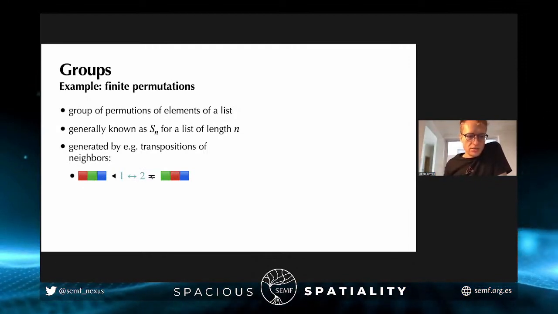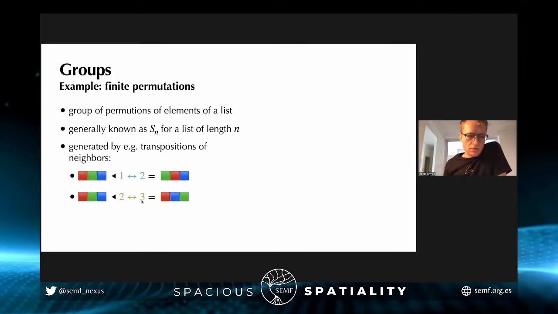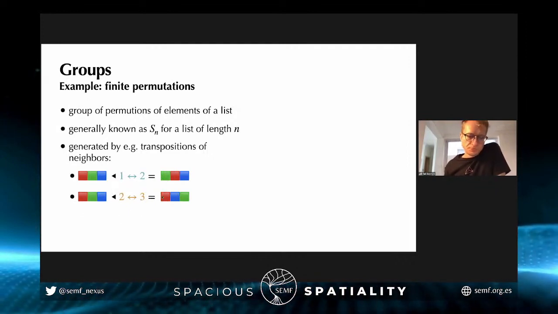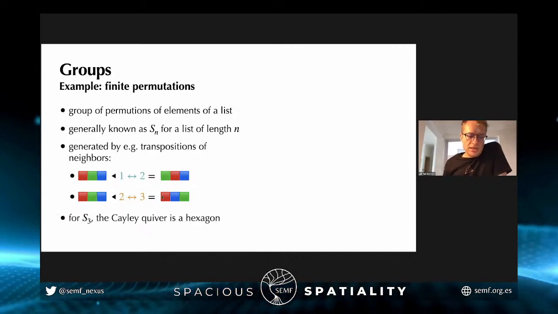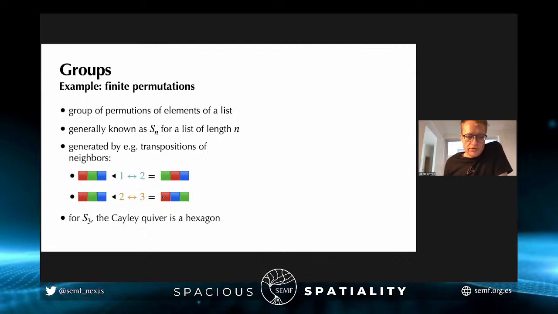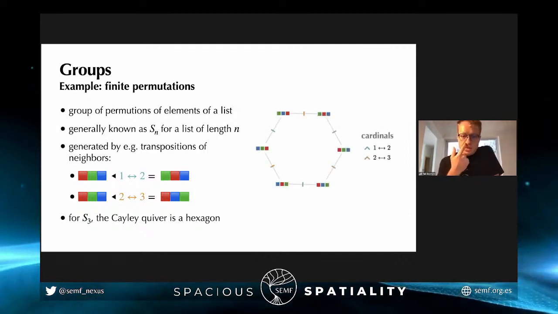And we get green and red and blue because we swapped the first two elements. Or we could equally well have swapped the second and third elements. And then we go from red, green, blue to red, blue, green. And the quiver geometries here are quite interesting. The Cayley quivers. So for S3, with those choices of generators, you get a hexagon.